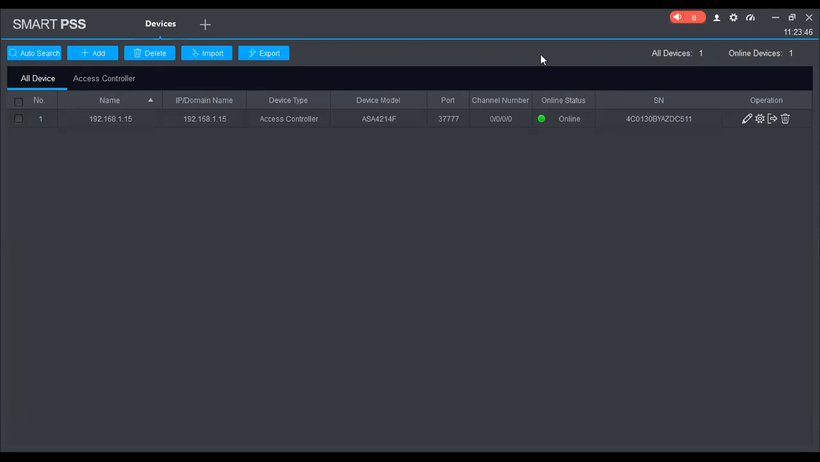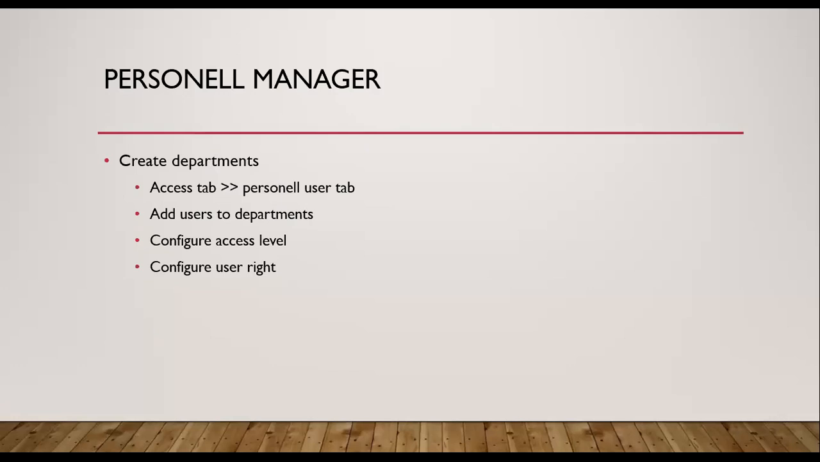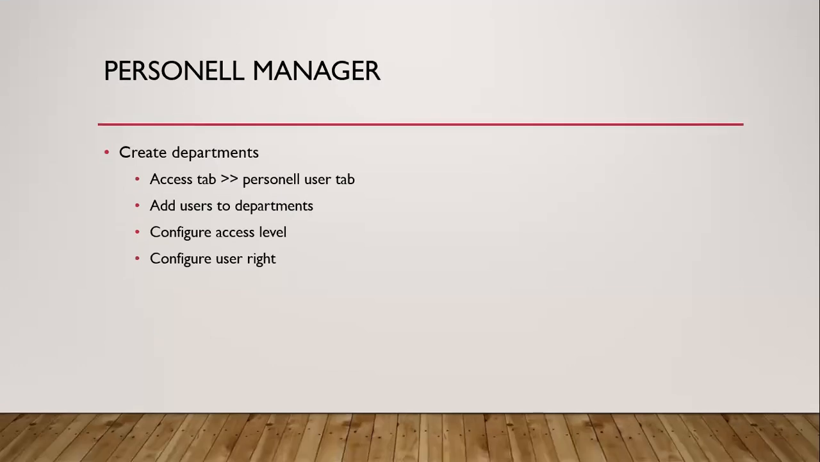So after adding the device, what we're going to do is personnel management in Smart PSS. For personnel management, if you look at this version of Smart PSS, it's not showing a personnel management tab anywhere. But Smart PSS AC is a new version of Smart PSS, located in the Toolbox bundle software. In Smart PSS AC, you can see personnel management, and access control is customized to handle devices for access control and time attendance systems.